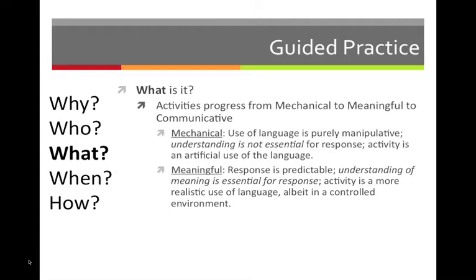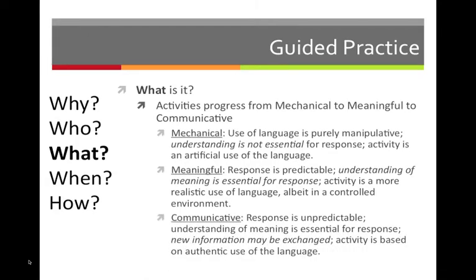And finally, the third type of guided practice activity is communicative, where the response is now unpredictable and the understanding of meaning is essential for response. New information may be exchanged here, and this type of activity is based on authentic use of the language. So an example of a communicative activity could be where students tell a story, or they ask questions of a partner that they have written and the partner does not know what will be asked. The response from the partner is also unpredictable. Or, for example, students talk about what they did over summer break.